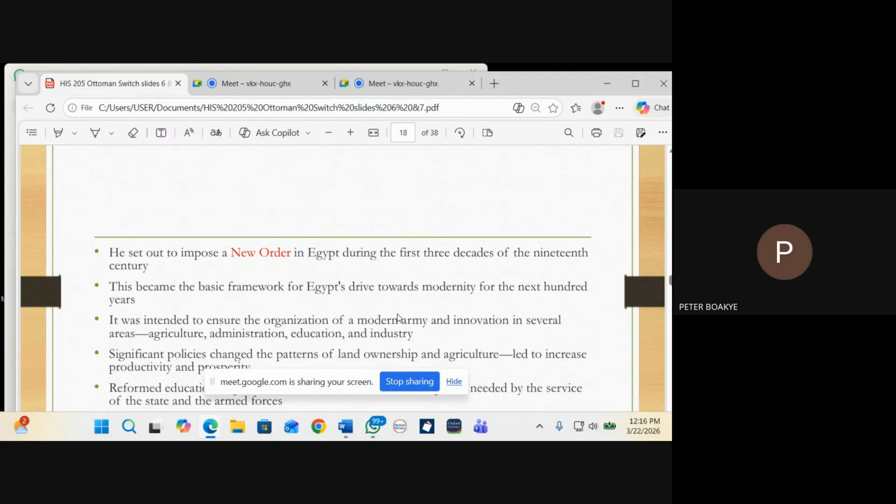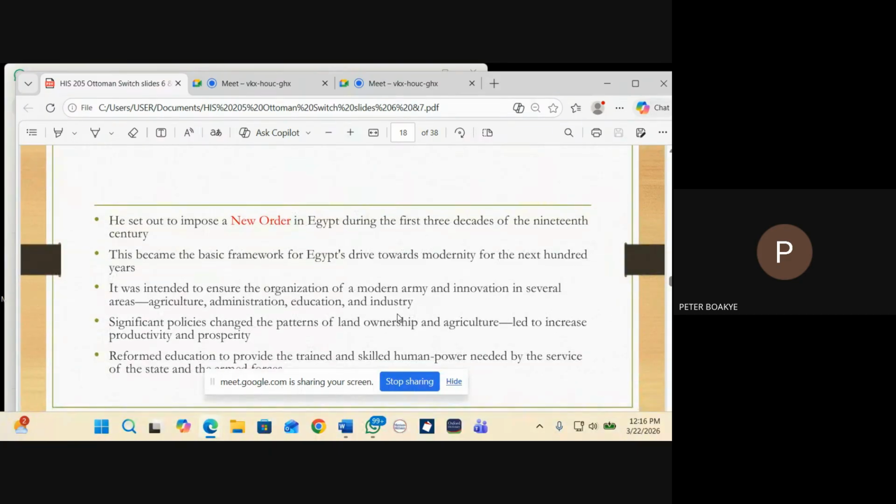He set out to impose a new order in Egypt during the first 3 decades, that's the first 30 years of the 19th century. And this became the basic framework for Egypt's drive to modernity. The model became the basic framework for Egypt's drive towards modernity for the next 100 years.